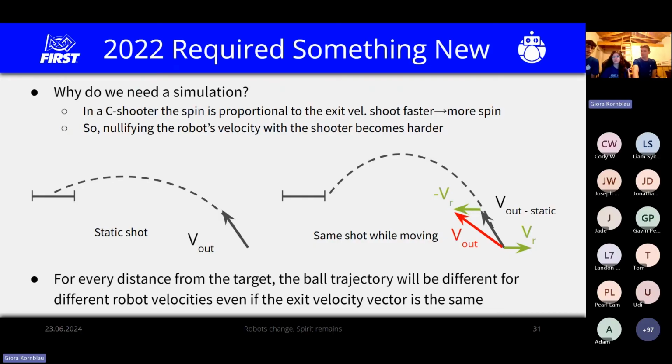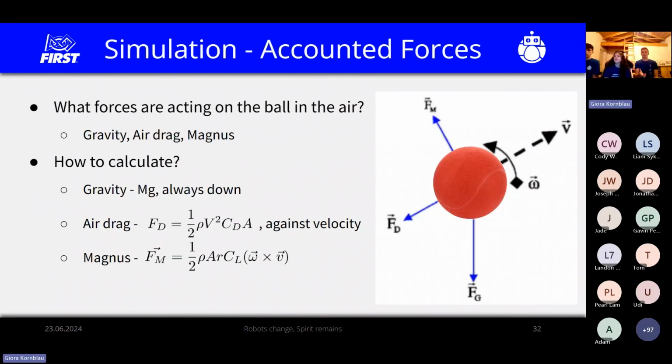Note that if you had a way to set the omega or the spin to be constant, you can use the way of subtracting vectors in order to achieve shooting on the move. But for our shooter, we didn't have that option, so we needed the simulation. Yeah, so as you said before, you can fix the spin, but in that season we didn't have that option.